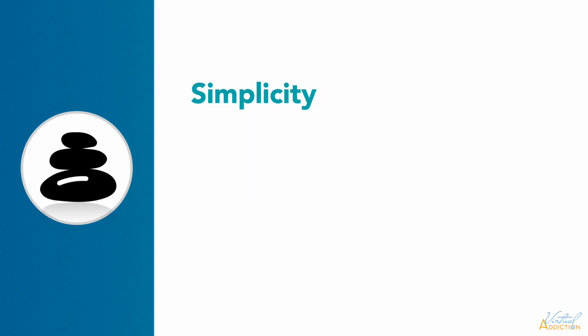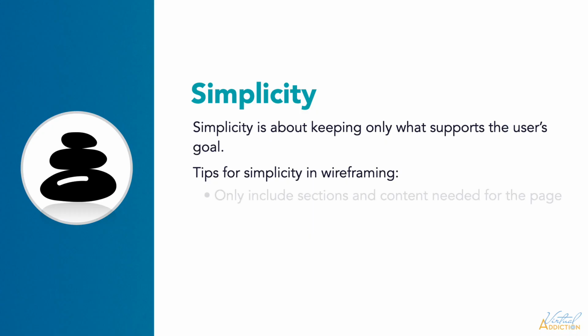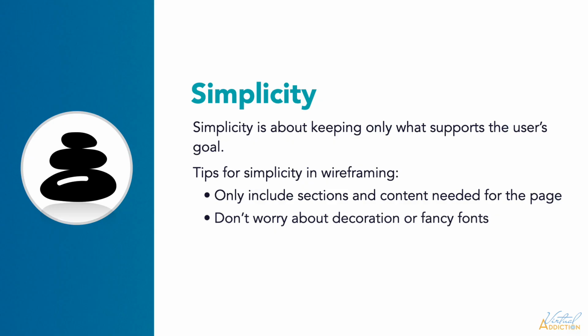Next is simplicity. Simplicity means removing anything that doesn't support the user goals. At the wireframing stage, this is especially important. You should follow these simplicity tips. Only include sections and content that are needed for the page. Don't worry about decoration or fancy fonts at this point in the process. Avoid cluttering wireframes with too many ideas.